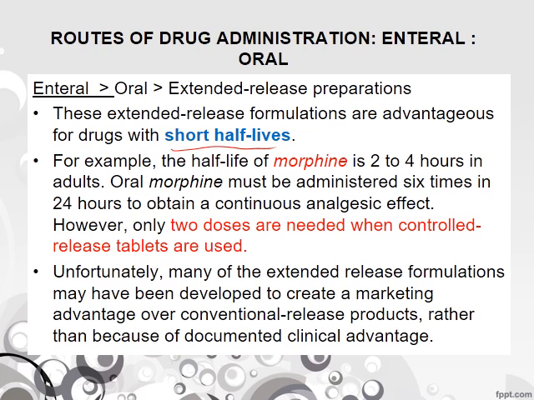short half-life drugs. For example, morphine has a half-life of 2 to 4 hours in adults, so it must be administered 6 times a day to obtain continuous analgesic effects. However, when you use an extended release preparation, only 2 doses are needed daily. However, many of the extended release formulations are developed for marketing purposes rather than because of clinical advantages.